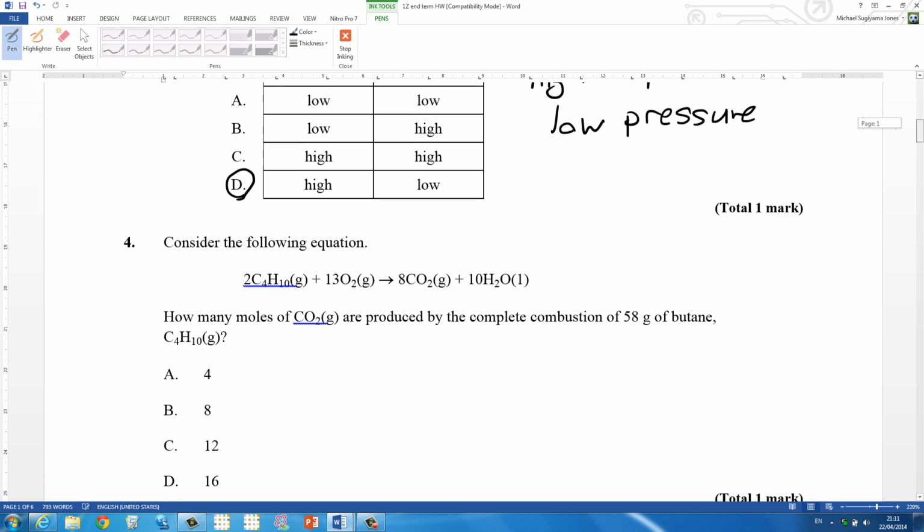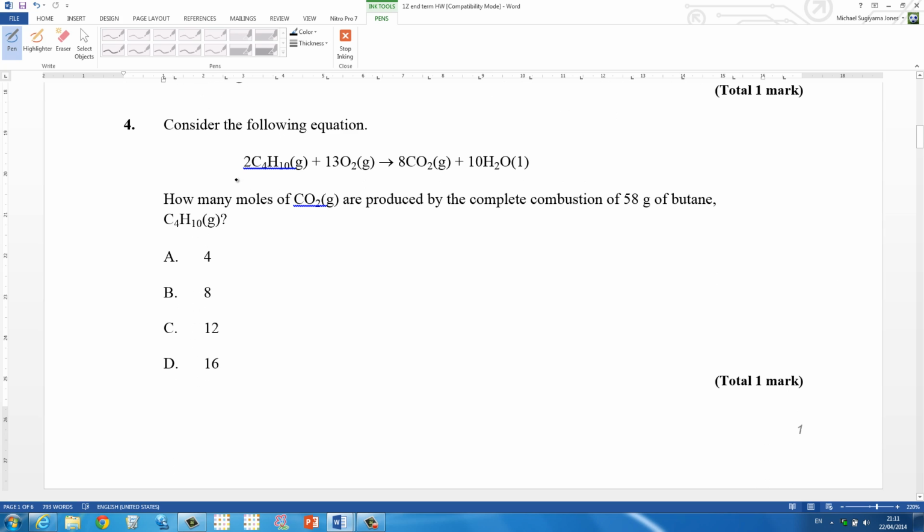Moving on. This is a stoichiometry question. So you have 58 grams of butane, which is C4H10. So the first thing you have to do is change that to moles. So I'm going to use, again, n equals mass divided by molar mass. So the mass is 58 and the molar mass of butane is also 58. Again, we're using simple numbers, two significant figures, and that gives us 1 mole of C4H10.